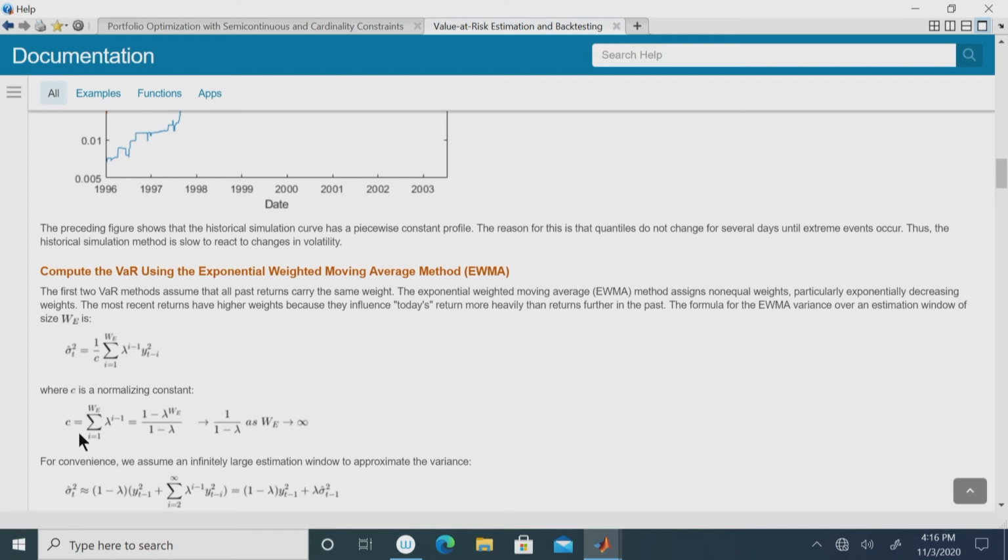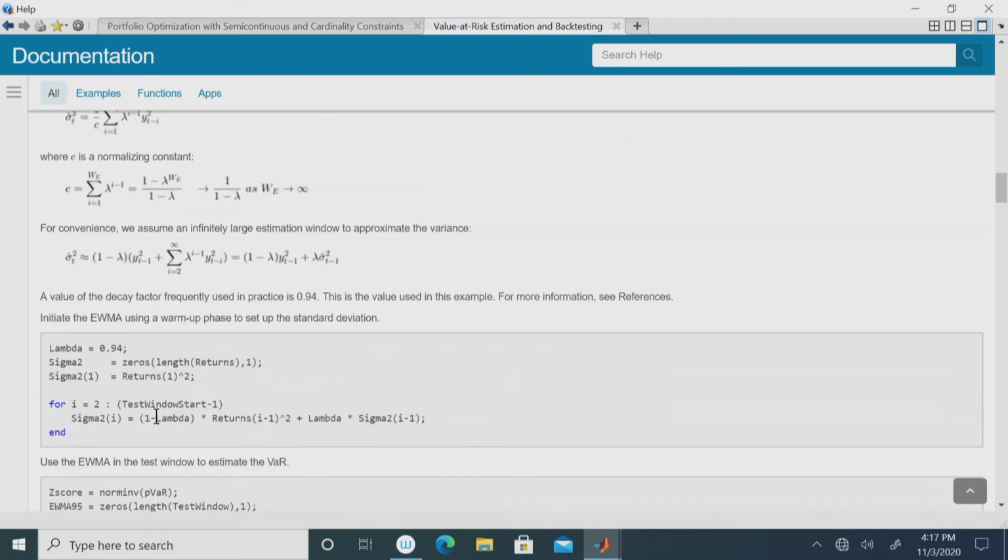So, here c is going to be the summation over i equal to 1 to W_E of lambda raised to i minus 1. If you do the summation, this turns out to be (1 minus lambda raised to W_E) over (1 minus lambda), and if we are essentially considering an infinite number of points, this is going to tend to 1 over 1 minus lambda. So, for convenience, we assume an infinitely large estimation window.